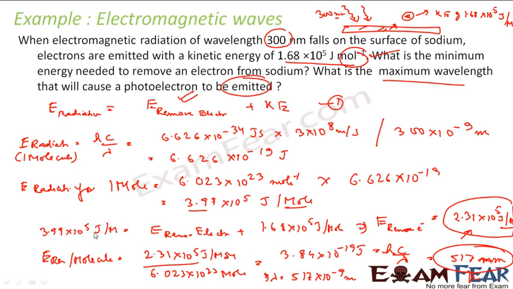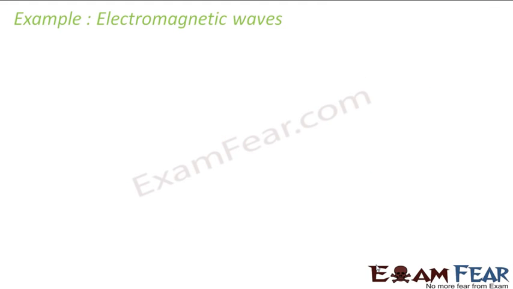Correct? Easy one. See, what I have done is, in this case, the wavelength of radiation was given. I found the energy per molecule, then I found the energy per mole because everything was in mole. And then I was given the kinetic energy of the electrons. I found the minimum energy required to remove an electron from the sodium metal per mole. Since it was per mole, I converted into per molecule because I wanted to find the wavelength. I got this many joules per molecule, and then I used that the energy is nothing but hc by lambda per molecule. Then I used this formula and I got the lambda as 517 nanometer.